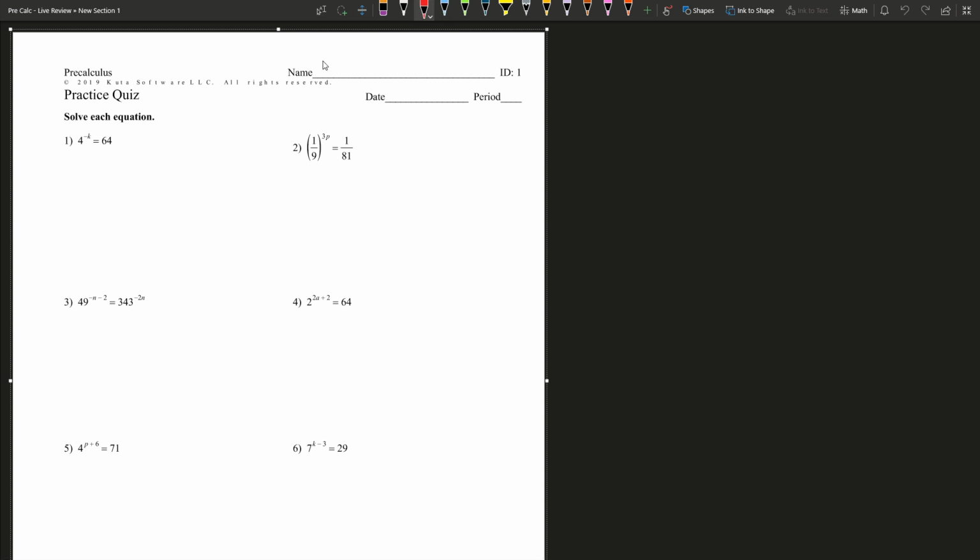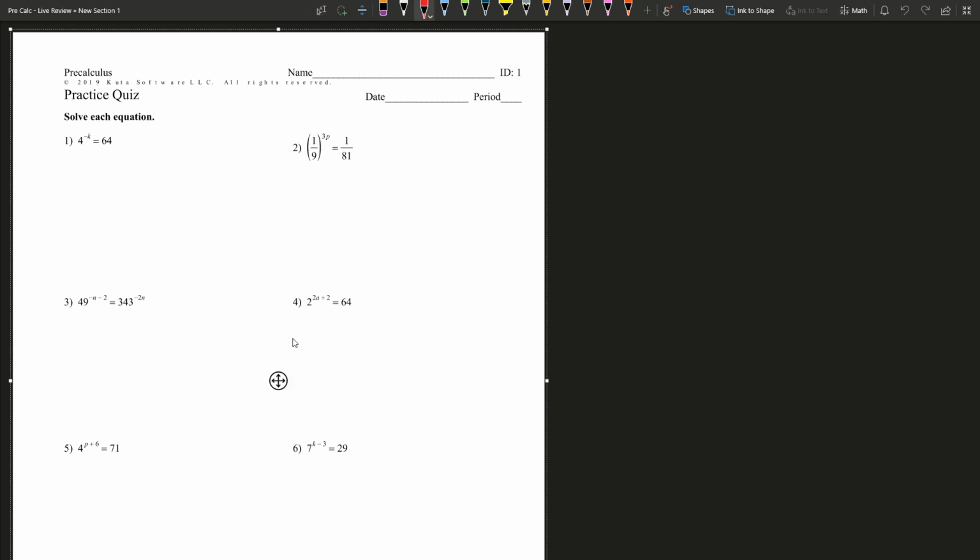So numbers 1 through 4 all involve the one-to-one property. So you're trying to get the same base on both sides so you can cancel them and then set the exponents equal to one another. Okay, so that's all we're doing for 1 through 4.